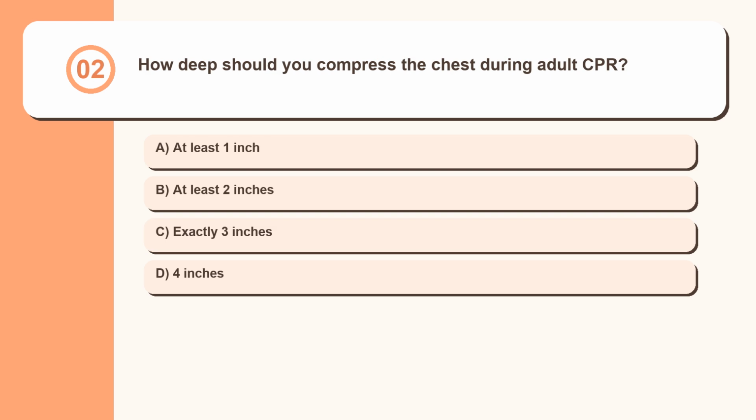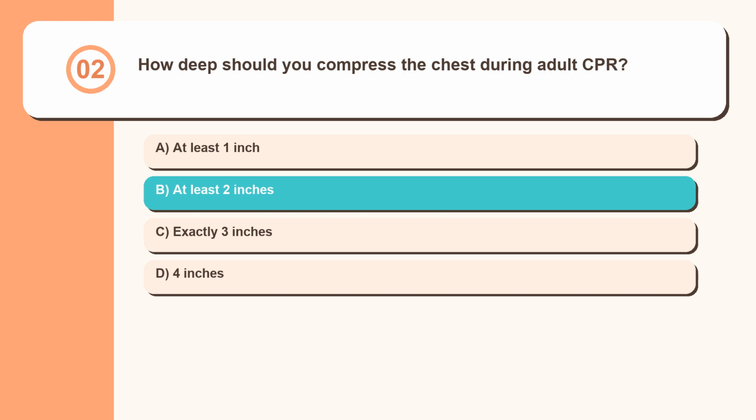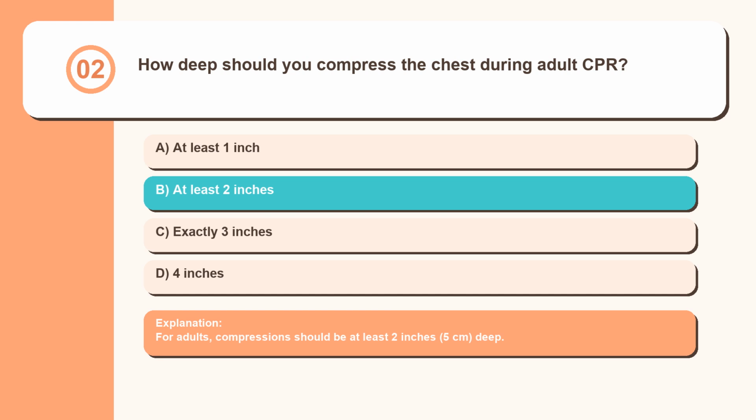Question 2. How deep should you compress the chest during adult CPR? At least 1 inch, at least 2 inches, exactly 3 inches, 4 inches. For adults, compressions should be at least 2 inches, 5 centimeters, deep.